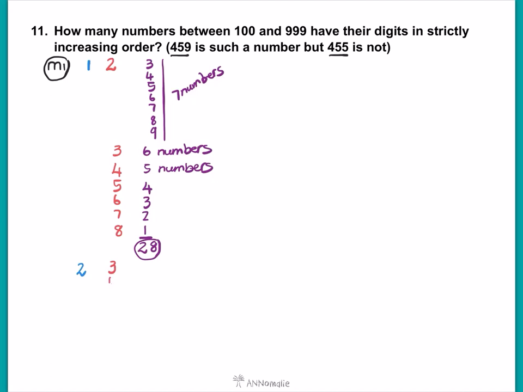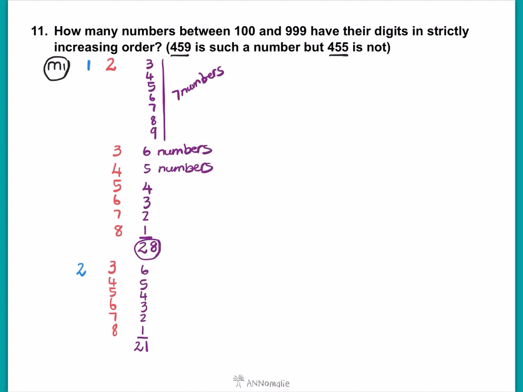Likewise, if the first digit is a 2, then the second digit could only be a 3, a 4, a 5, a 6, a 7, or an 8. And likewise, we'll get 6 numbers, 5 numbers, 4, 3, 2, 1. If I add that, that will be 7 times 3, which is 21. And we can continue in this way.